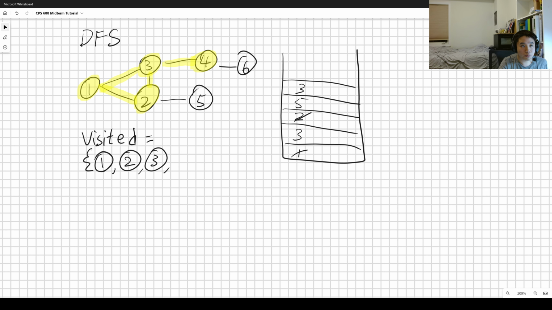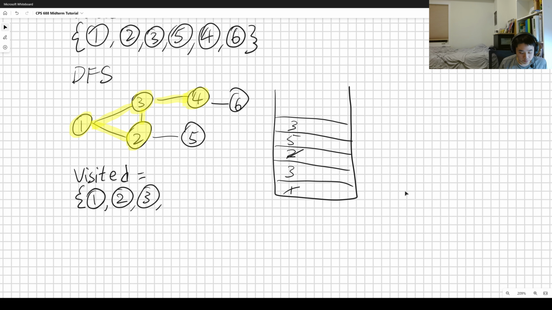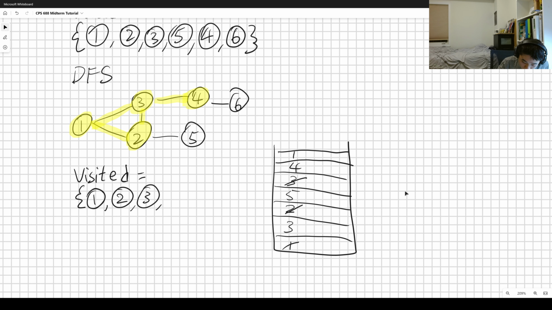Oh, we got some new people here. And then we keep on picking the top. So 3 adds 4 and 1. I don't have space here, so let's move this down. 4 and 1. Now, 1's already done, so we're going to pick 4 next. So now we're going to visit 4. So that's if you were to be implementing this with the stack.